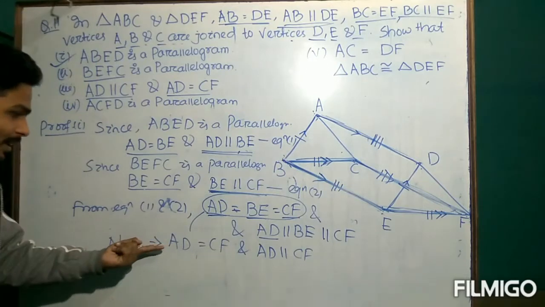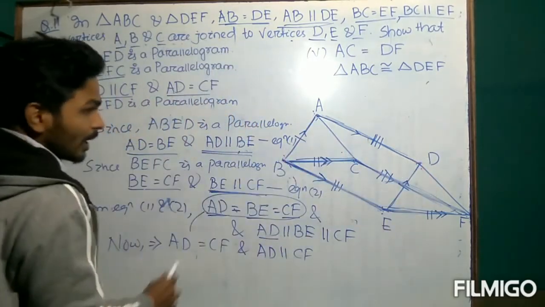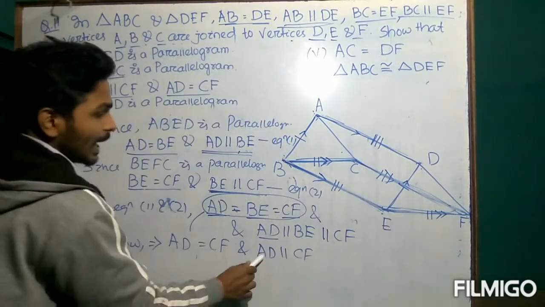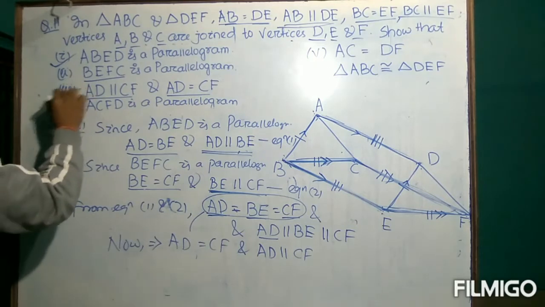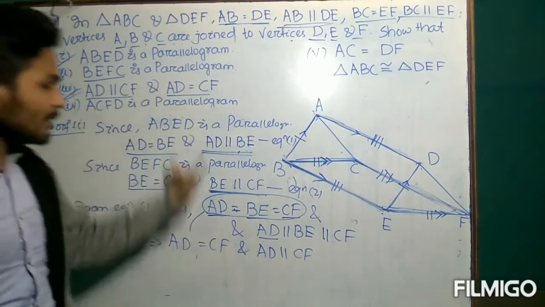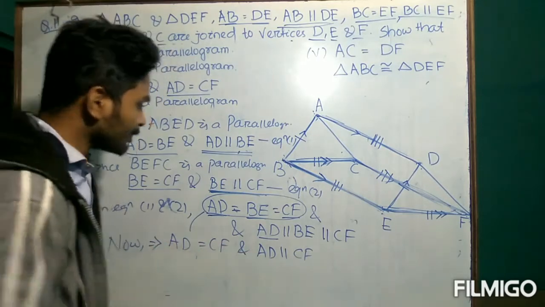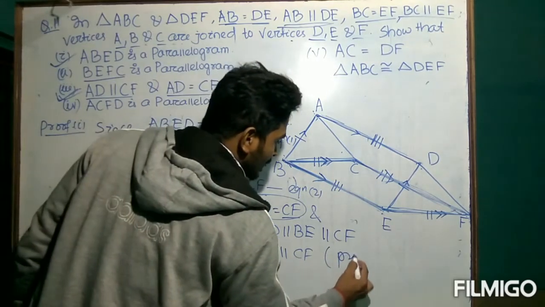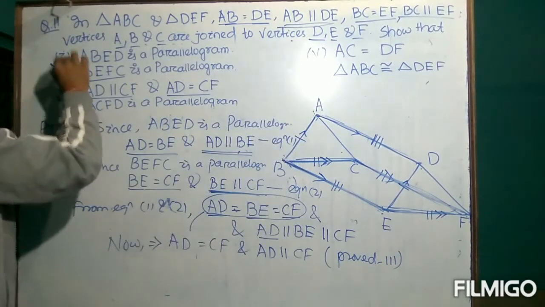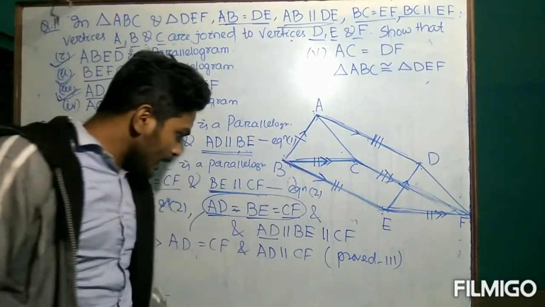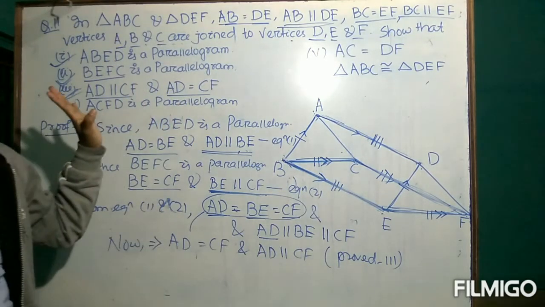So what have we proved here? We have proved that AD side is equal to CF side and AD side is parallel to CF side. And this is the proof for the third statement: AD is equal to CF and AD is parallel to CF. Is it clear? So now it is proved. We have proved all the three above statements. Now let us move to statement number 4.